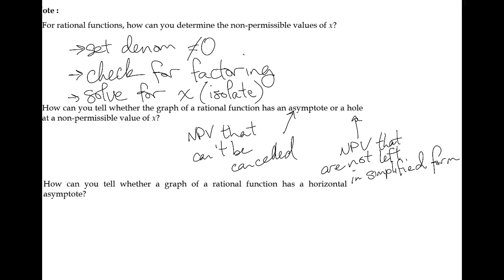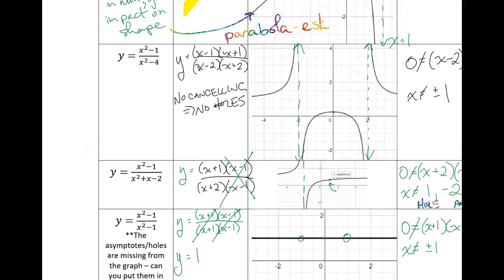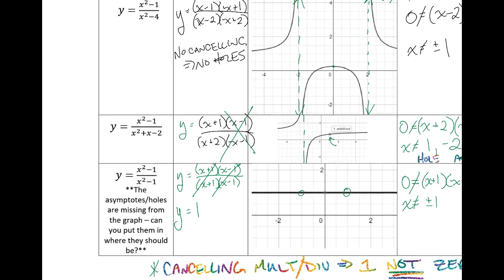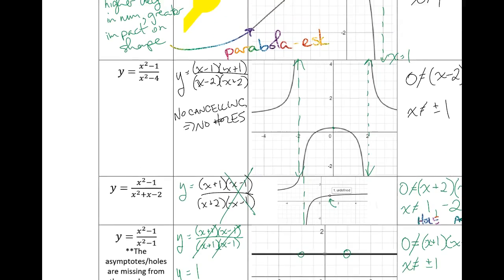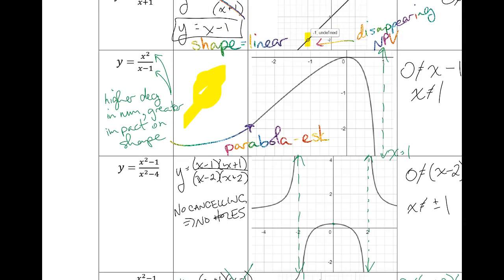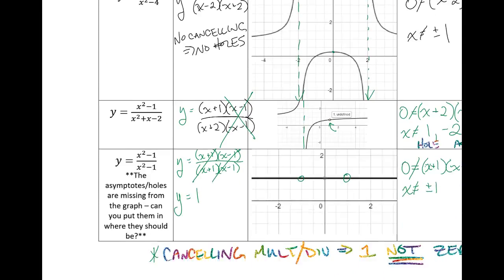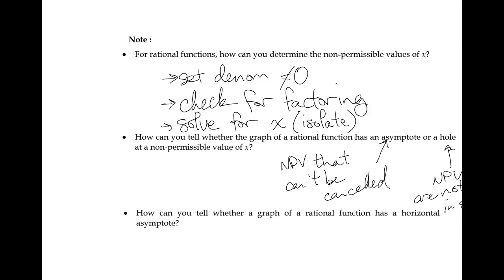Finally, how can you tell whether a graph of a rational function has a horizontal asymptote? Basically, you're going to be looking for end behaviors. If you're left with something in the denominator, then you are going to have some sort of horizontal asymptote. If you are left with nothing in the denominator, then you won't have a horizontal asymptote.